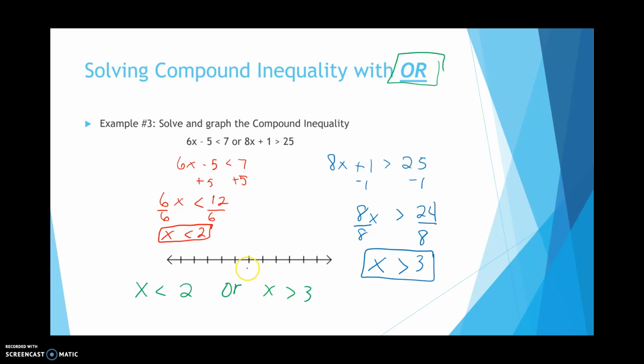Now when we graph this, watch what happens. If we start 0, 3, 4, 5. So x is less than 2. I have an open circle at 2, and I shade this to the left. Or x is greater than 3. So I have an open circle at 3. I shade to the right. And x can be like this. So here's my answer, and the graph shows the or situation above as well.